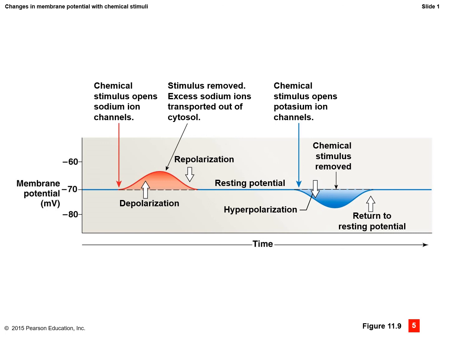Another example could be the blue wave. Here, a chemical stimulus opens potassium ion channels, thus making the cell more negative and hyperpolarizing. Once we remove that stimulus, it will return to resting potential and repolarize again. Repolarization is simply going to be the returning to resting membrane potential.